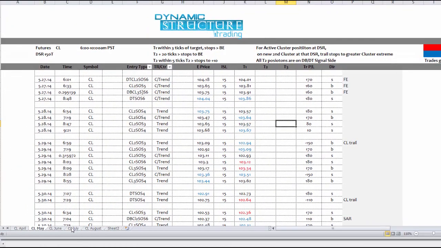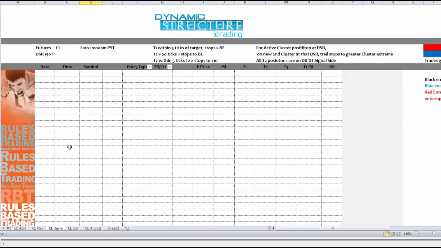But right here, we come over and in June, we could say we bought a double bottom, and then it's SOS 4. And then over here in my notes, I can say no color rotation confirm. So I know that I did not wait for my bullish color rotation to confirm the signal.